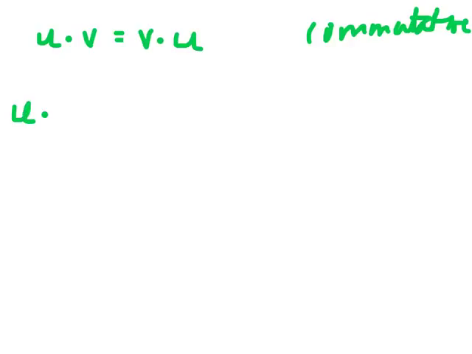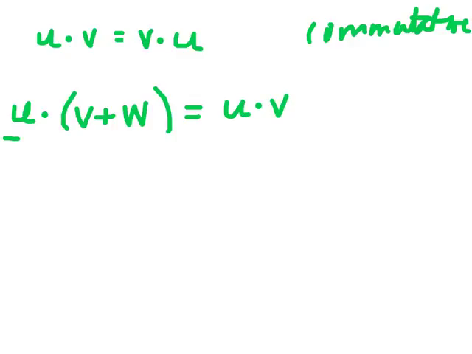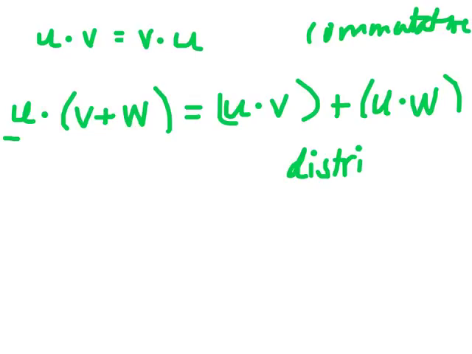Also, if I have a dot product of a vector with two vectors added together, I could do the problem that way. I could add the two vectors first and then dot product the new vector with the other vector. Or, this is kind of like a distributive property, I could figure out U dot V first, and then U dot W, and add those numbers together, and those two sides are going to be equal.